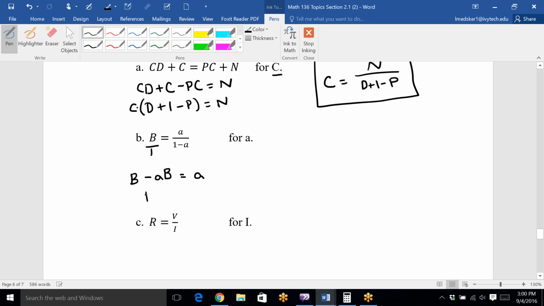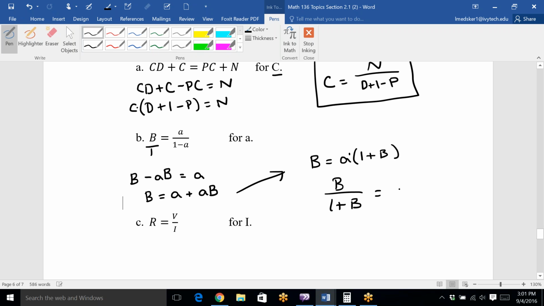Get all the A's together on the same side. So A plus A big B. Do the same thing we just did. Pull the little a out to the front as a GCF. So that would be little a, and then a divided by itself is a 1. Pull it out of the other term, it leaves behind the big B, and then we would divide the big parentheses back over. So B equals 1 plus big B, B over 1 plus big B, equals A.